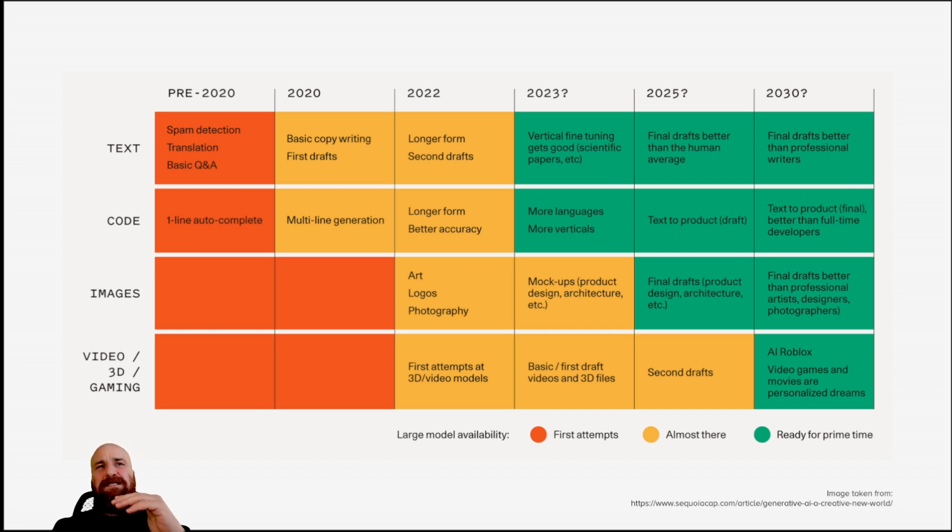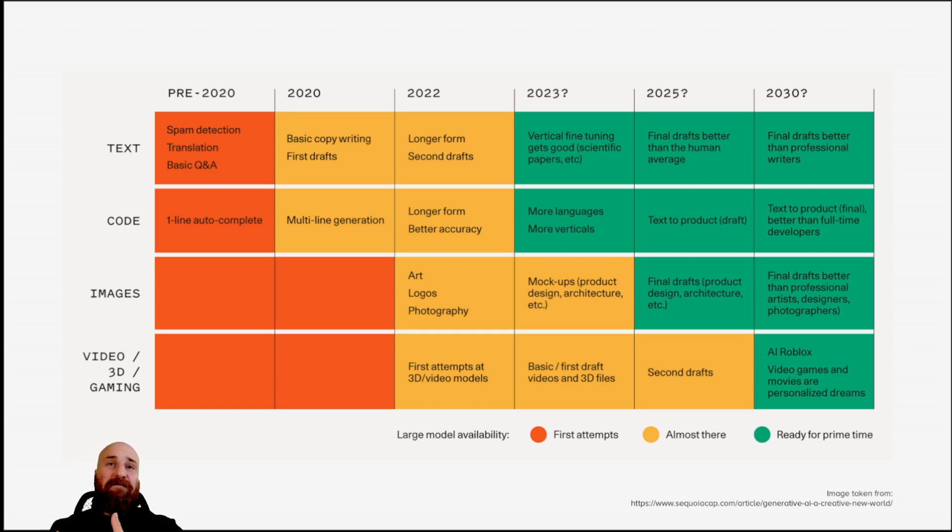Interestingly, you can see in 2020, the language models were already able to generate some convincing text, which is basic copywriting, final drafts, and so on. Actually, at MIT, more than 10 years ago, there was a paper published which was generated by AI, right? So that technology has been there for a while. In 22, we started seeing, for instance, again in text, longer form, second drafts. In 23, which was a prediction by Sequoia Capital last year, they were talking about vertical fine-tuning, and that it can write scientific papers and so on, which is true, right?